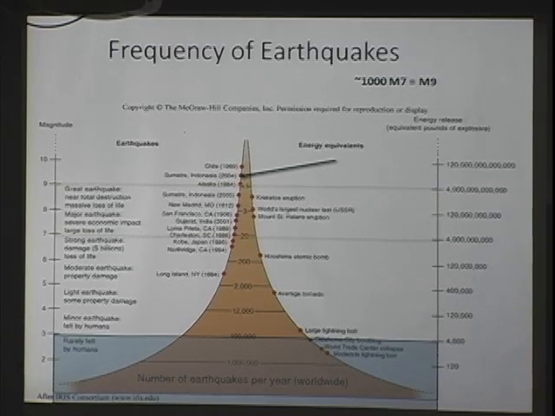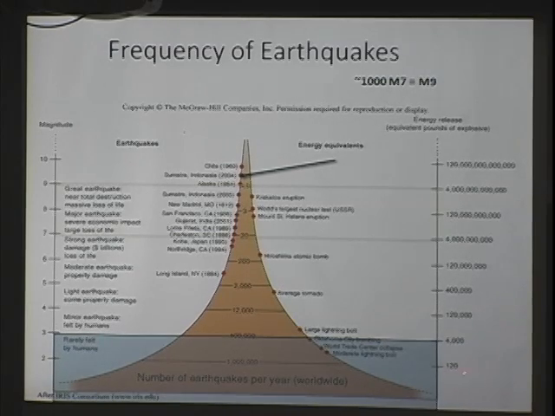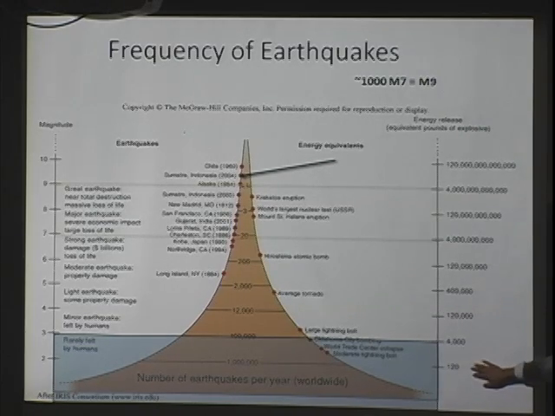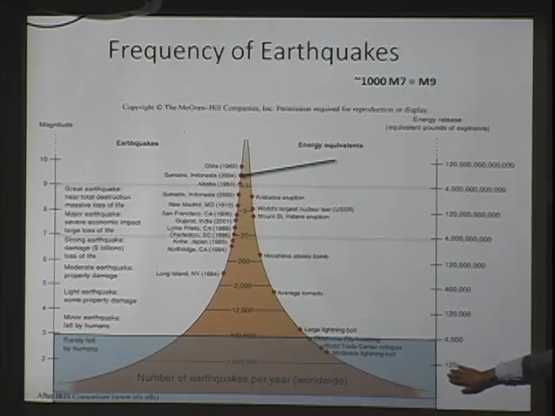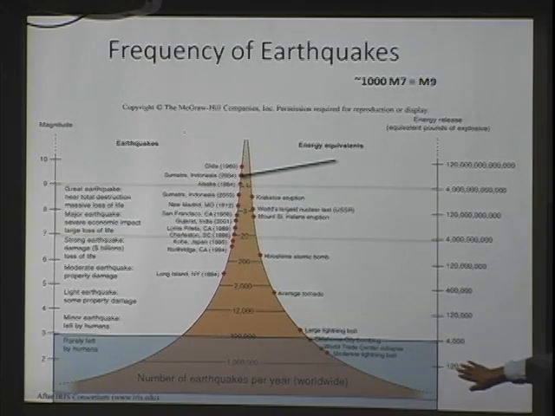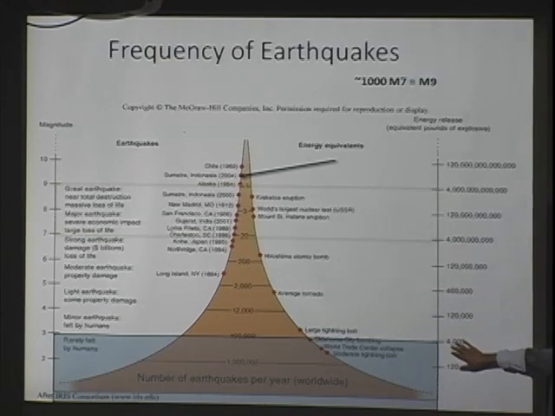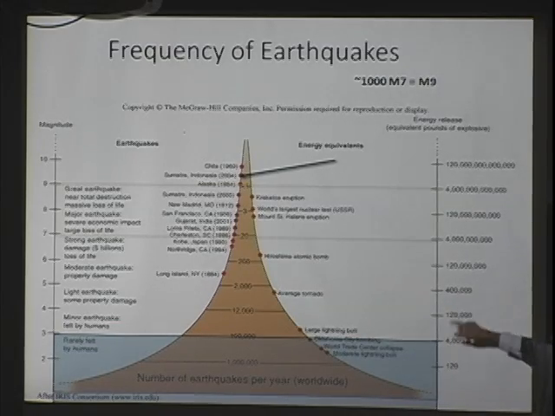The other part, on this side, is the total amount of energy. This is an equivalence of pounds of explosive. So a 2 is 120 pounds of explosives. A 3 would be 4,000, so roughly 30 times larger than a 2. And then we go up. You see how they jump, 30 times as large each step.